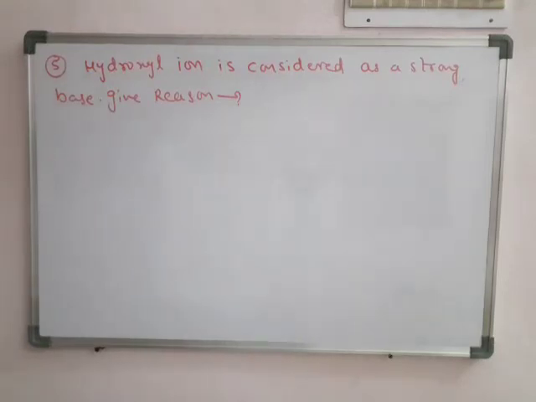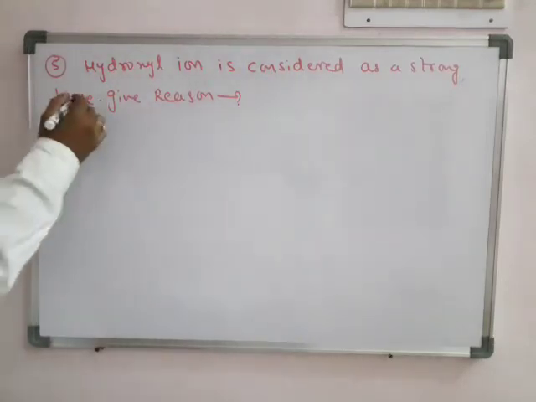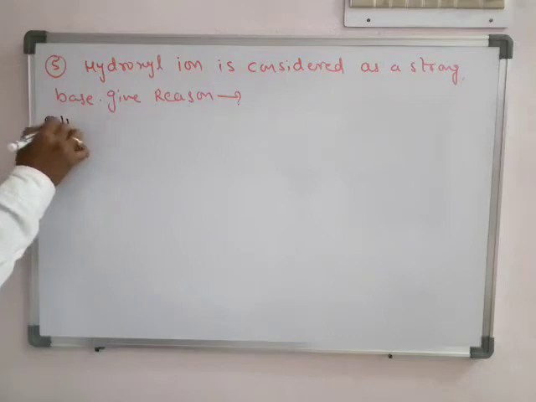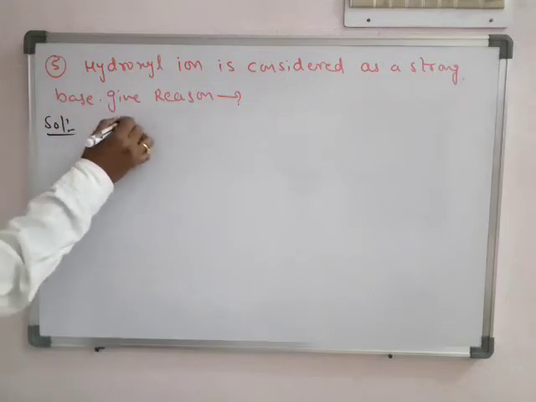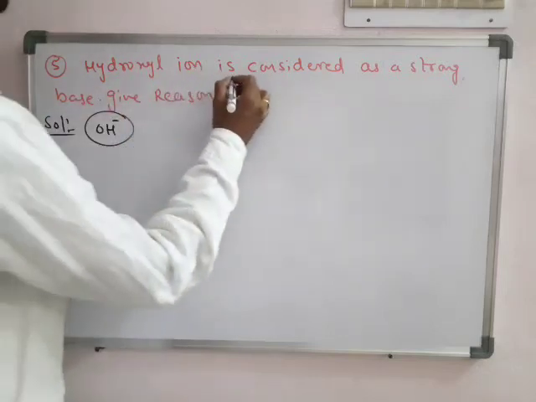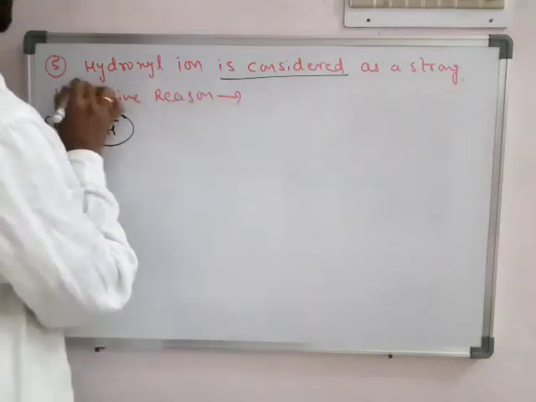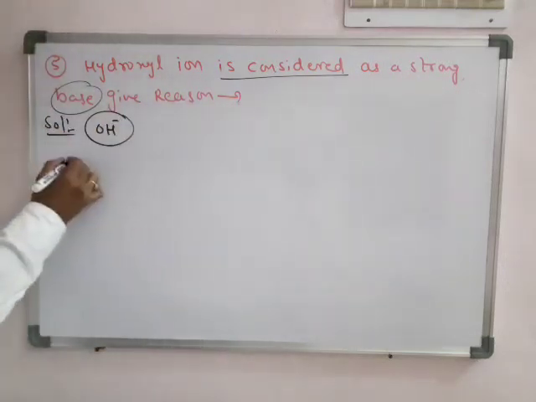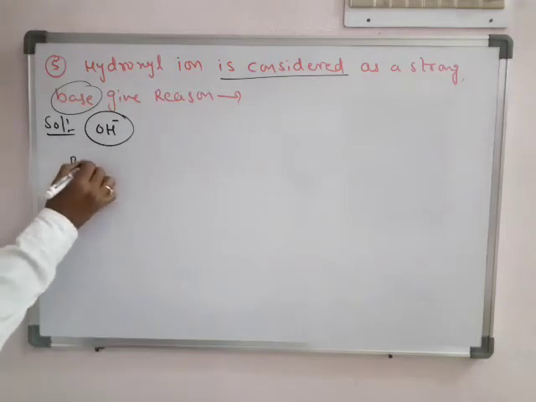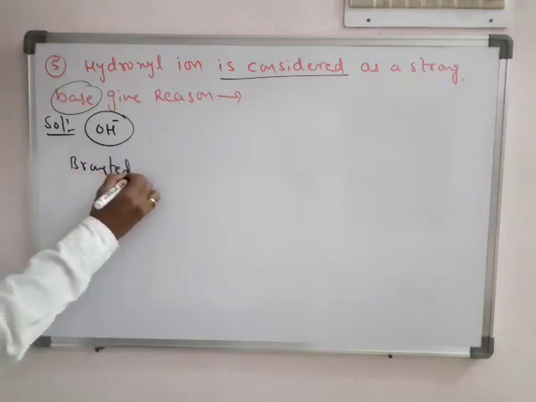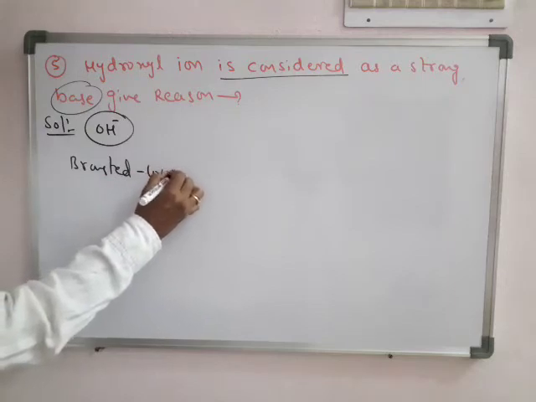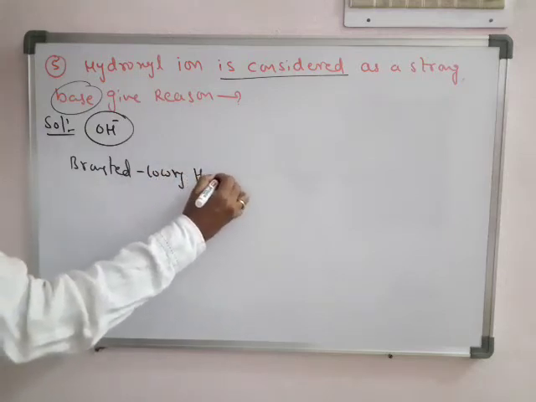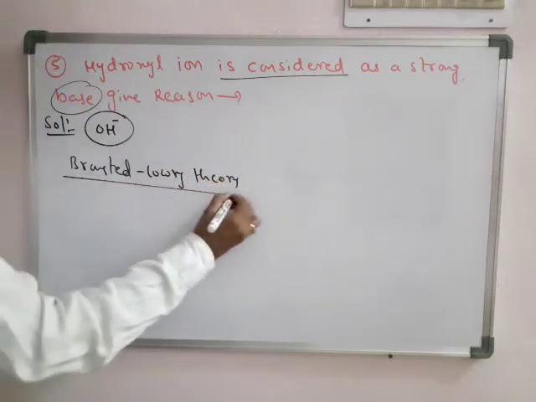Let's see a question. The hydroxyl ion. We know that OH minus is treated as a strong base. Give the reason. So actually the OH minus is a base. It can be explained with the help of Bronsted-Lowry theory.